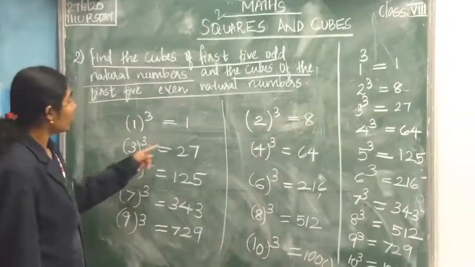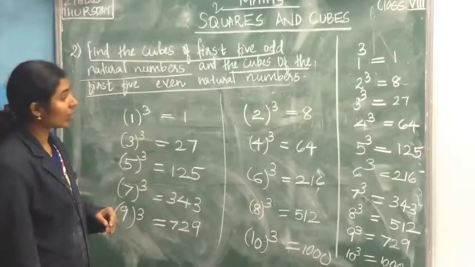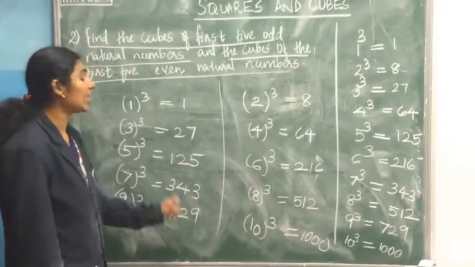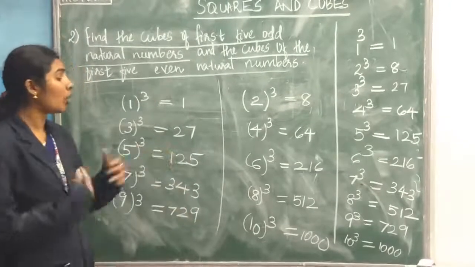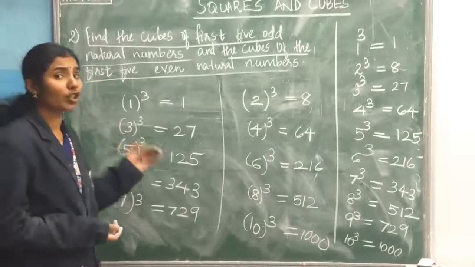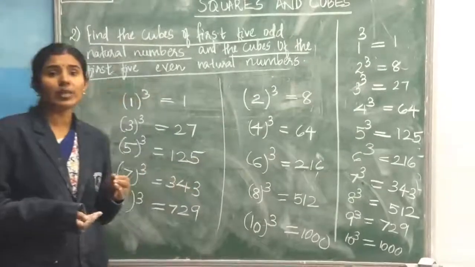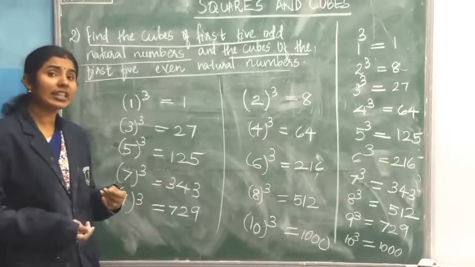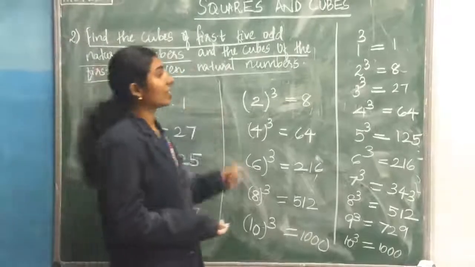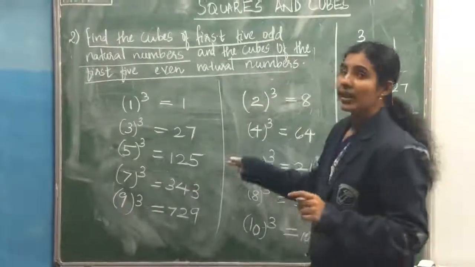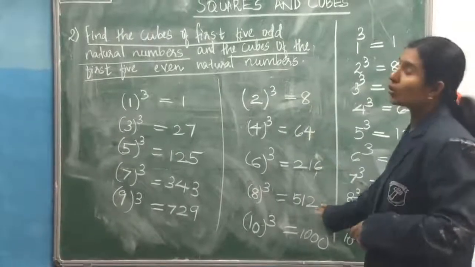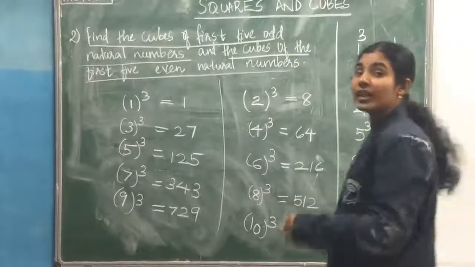In this one, you can see which unit digits you are getting: 1, 7, 5, 3, 9. These are all odd numbers. So what are you getting? When you are taking the cubes of odd natural numbers, you will get odd unit digits. Isn't it? Next you see, when you are taking the cubes of even natural numbers, the unit digits are 8, 4, 6, 2, 0. These are all even numbers.